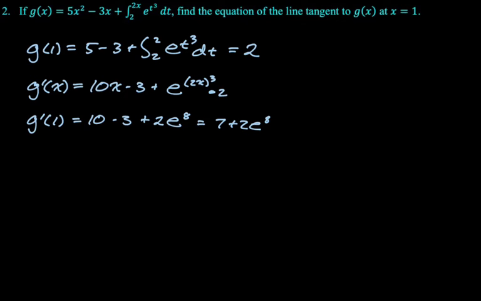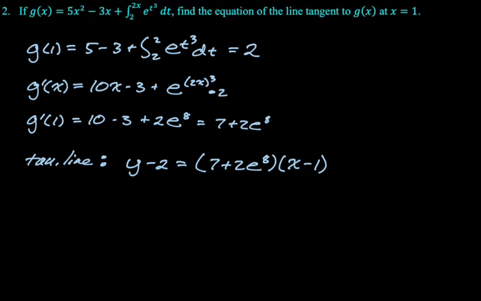So the tangent line in point slope form is going to look like y minus 2 equals the quantity 7 plus 2e to the 8th, times the quantity x minus 1. That's our tangent line. It's a little weird looking, but I think we did it correctly.